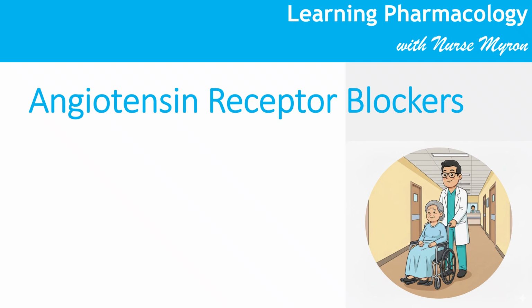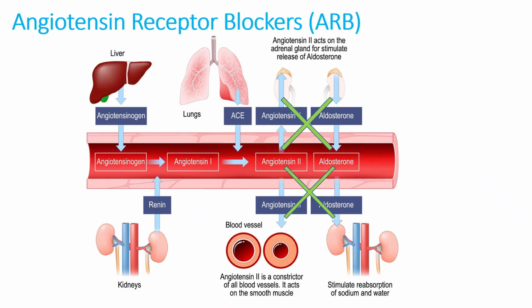Next, we have your angiotensin receptor blockers, or your ARBs. To better understand these drugs, recall that in our RAAS, angiotensin receptors, when stimulated, trigger angiotensin II and aldosterone release, which increases blood pressure of the patient. By blocking angiotensin II receptors on blood vessels and adrenal glands, we can prevent vasoconstriction and aldosterone release.